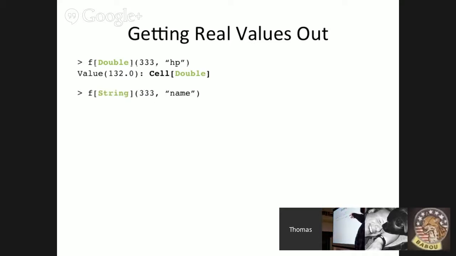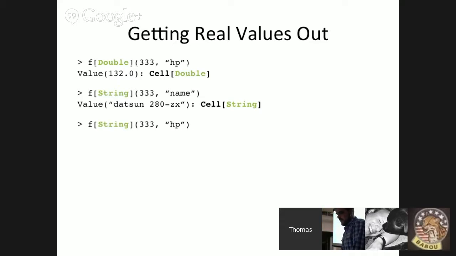Then we say, well, give me the name of the same thing as a string. We get that, that's a 280ZX. Lovely. You can also ask for the horsepower as a string, and we do get back a value. That's just because we generally say that we can turn things into strings.